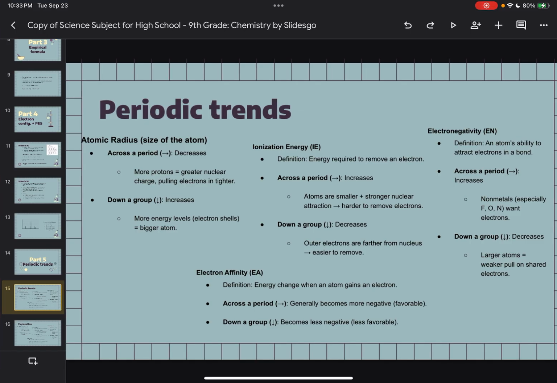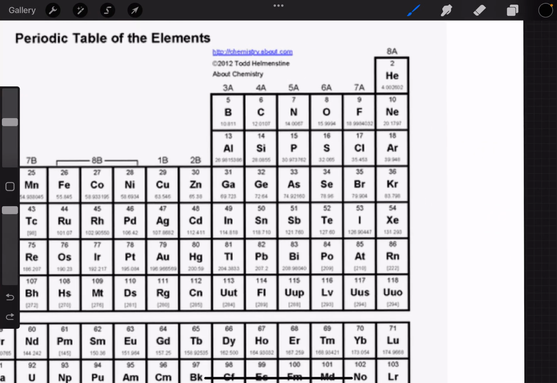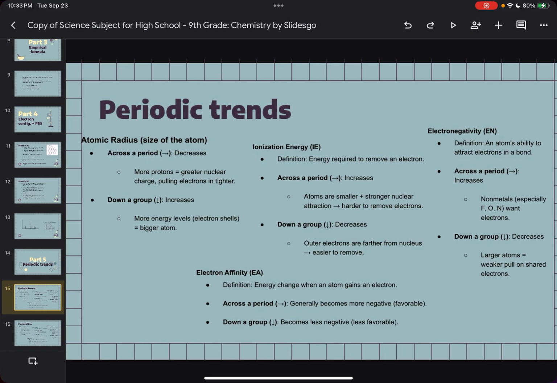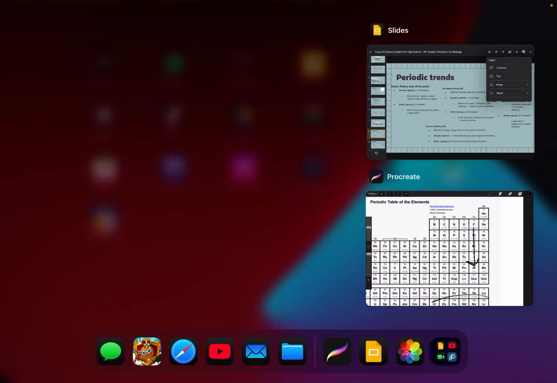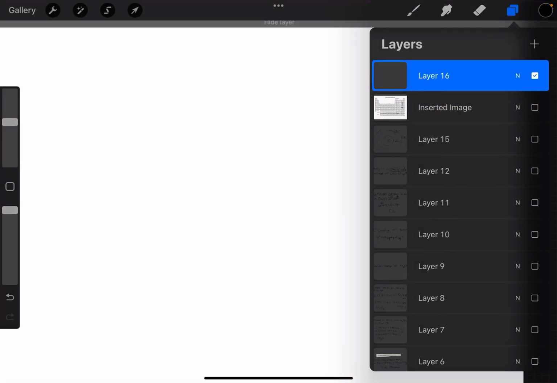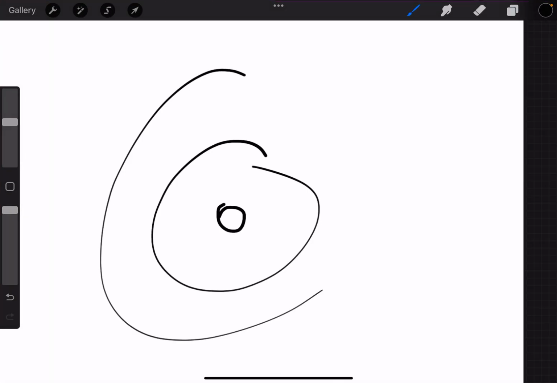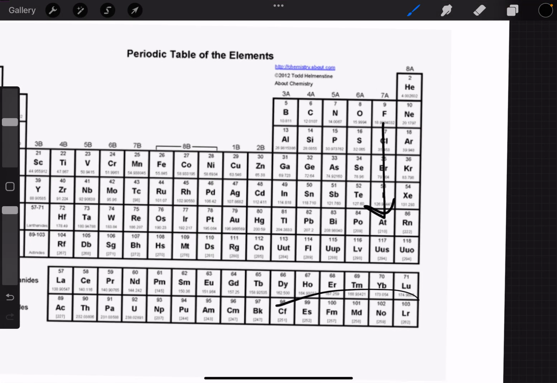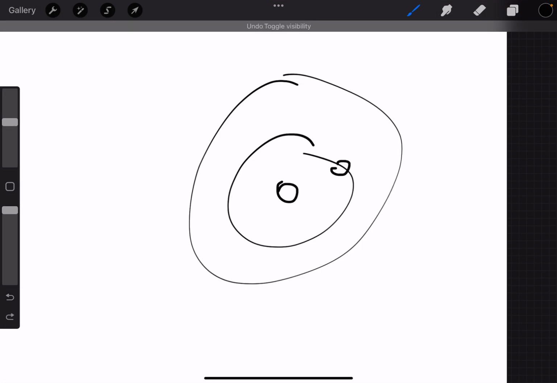And the thing is, it becomes more negative, more favorable, but when it goes down it becomes less negative, less favorable, because when you go down, the electrons slowly have less attraction towards the protons, essentially.